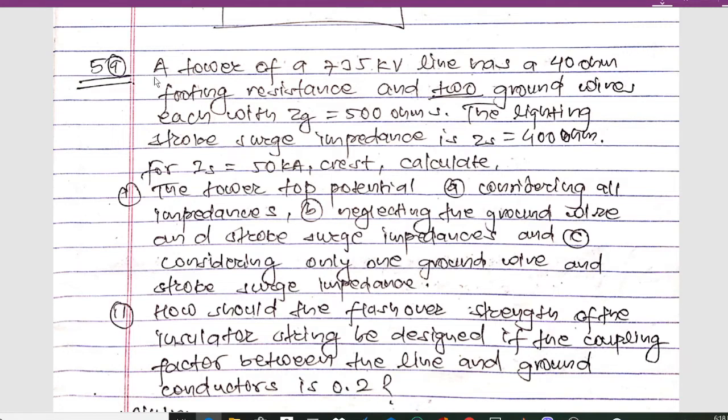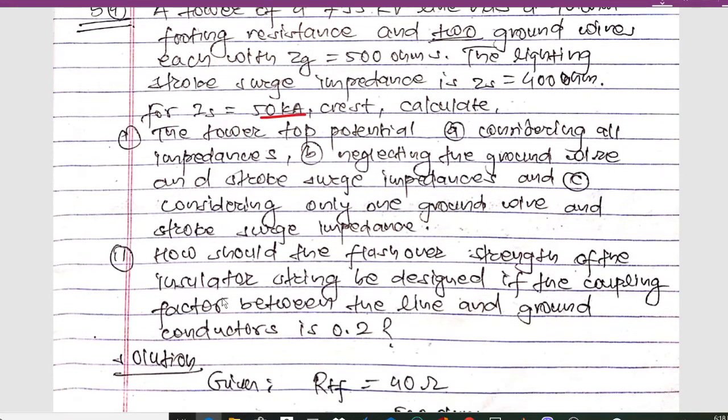Now, a tower of a 735 kilovolt line has a 40 ohm footing resistance and 2 ground wires, each with ZG equal to 500 ohms, and the lightning stroke source impedance ZS is 400 ohms, and IS is given as 50 kiloamperes. In A, calculate the tower top potential considering all the impedances; in B, neglecting all the ground wires and stroke source impedance; and in C, considering only one ground wire and the stroke source impedance. And in the second part, how should the flashover strength of the insulator string be determined if the coupling factor between the line and the ground conductor is given as 0.2?